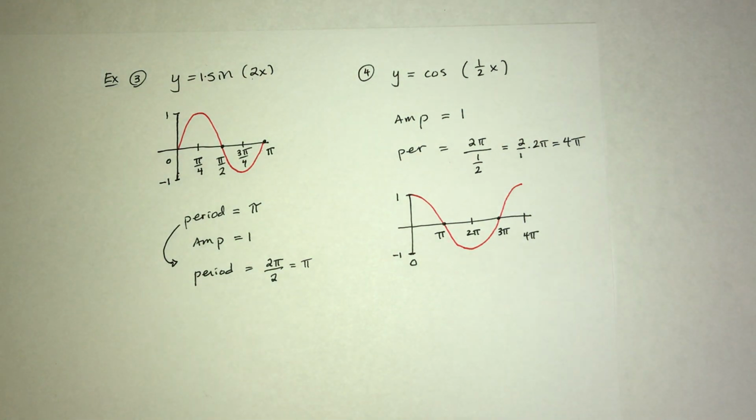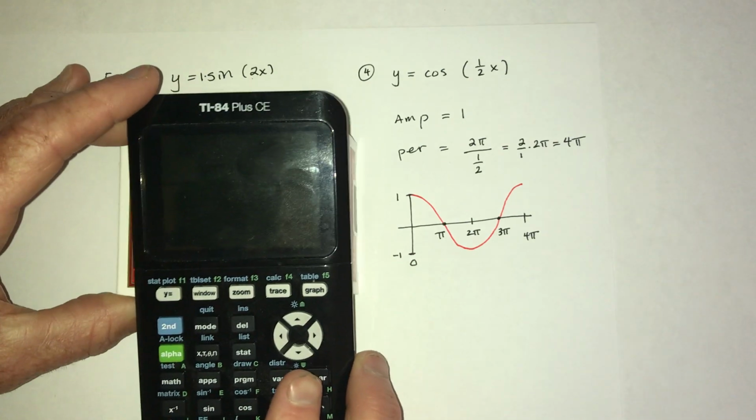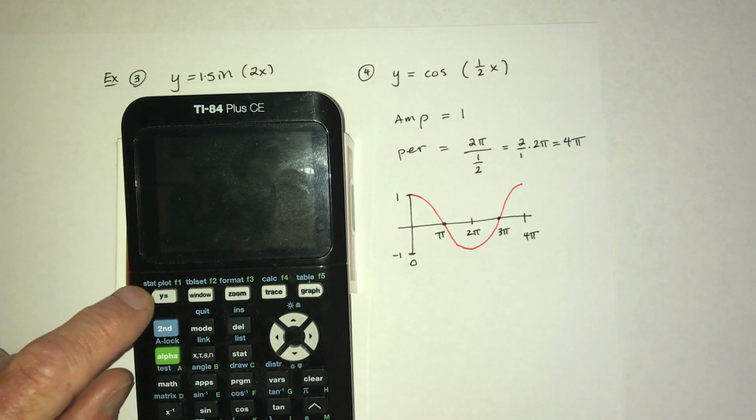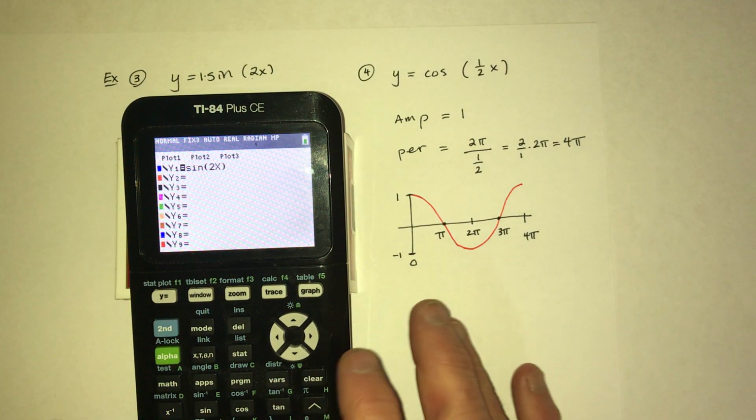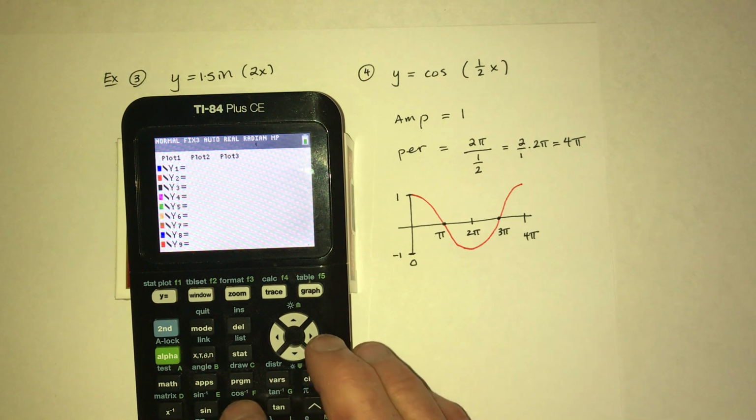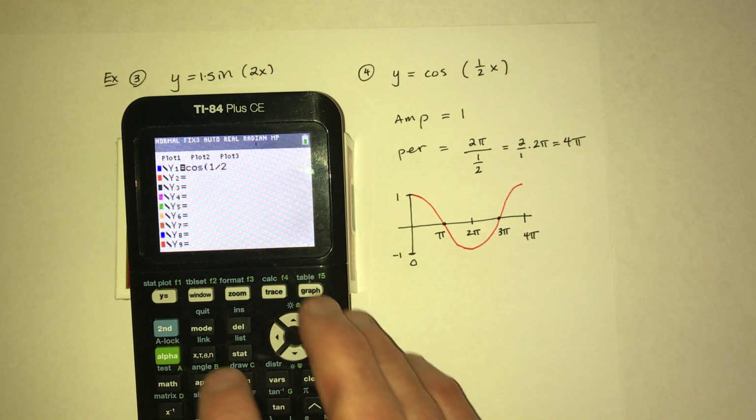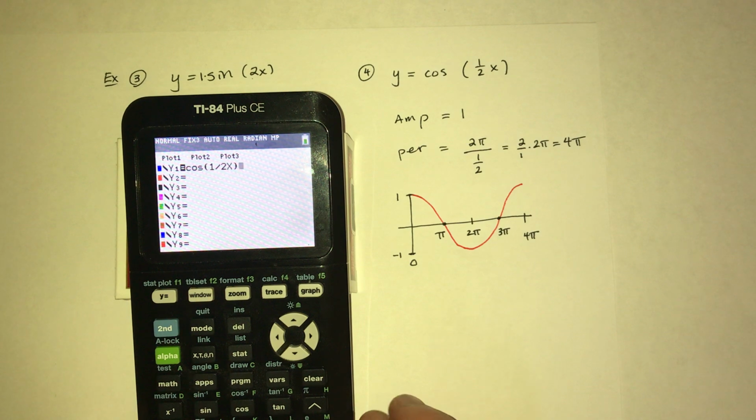All right, now I want to see that I got it right. Notice how I'm not saying if I got it right. My positive attitude is saying I got it right. I want to see if the calculator can get it right.